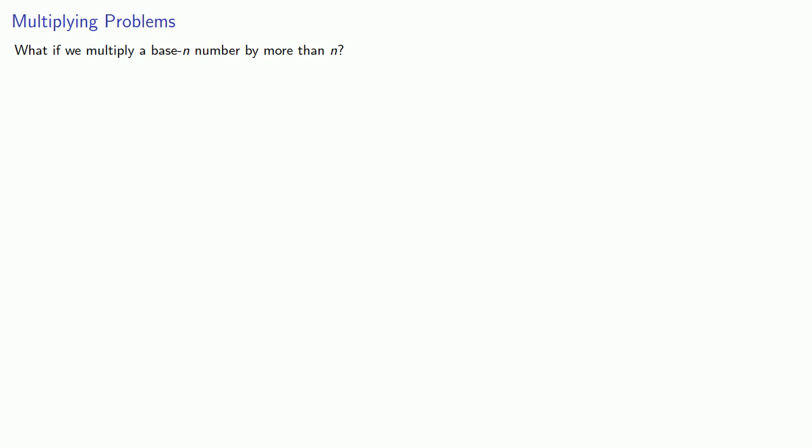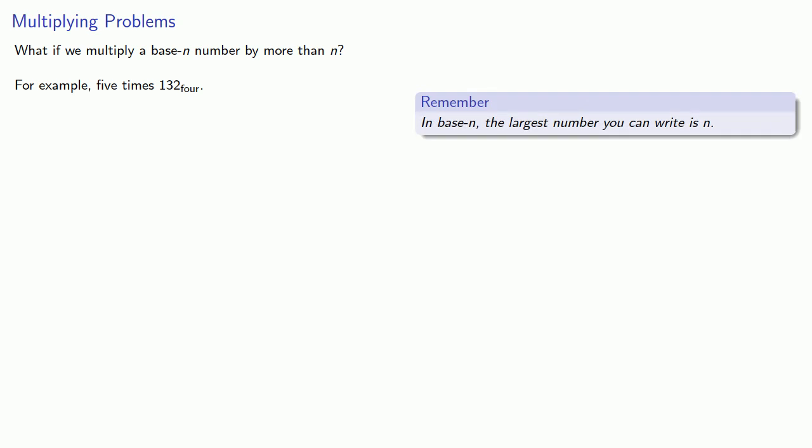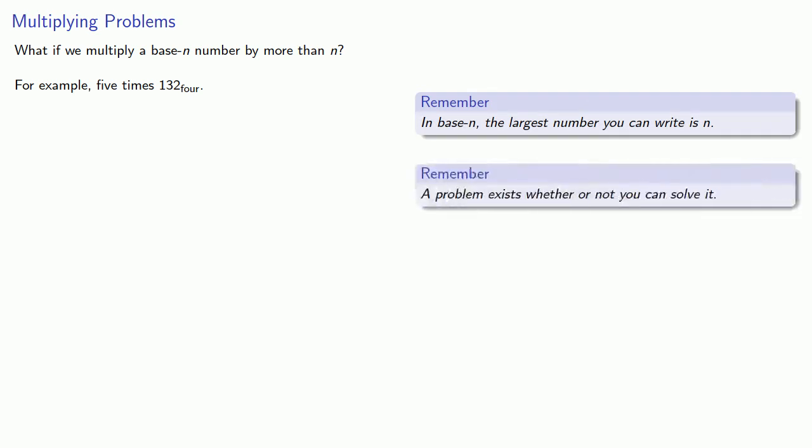What if we multiply a base n number by more than n? So, for example, 5 times 132 base 4. Now, remember, in base n, the largest number you can write is n, but a problem exists whether or not you can solve it. So let's think about this. 5 times 132 base 4 is really 4 132 base 4s and 1 more 132 base 4.